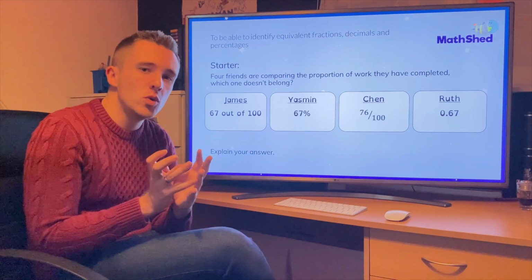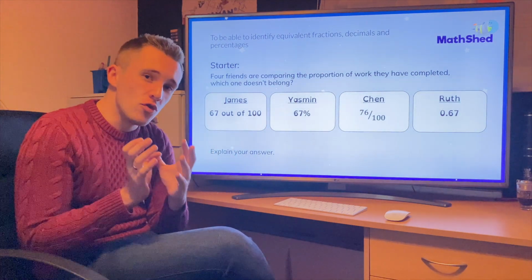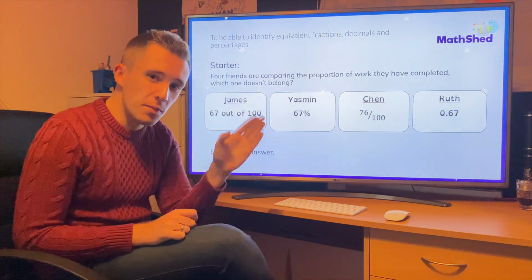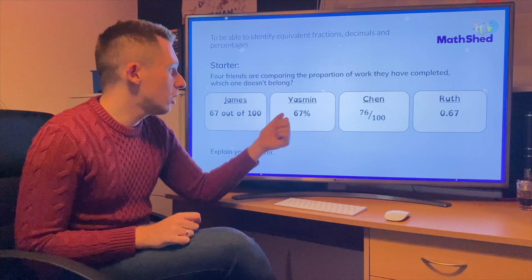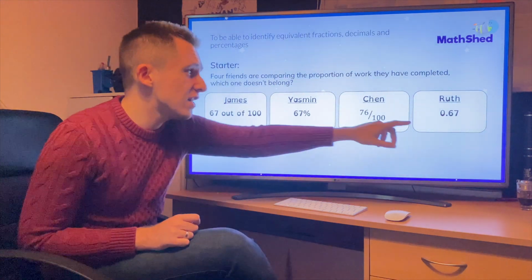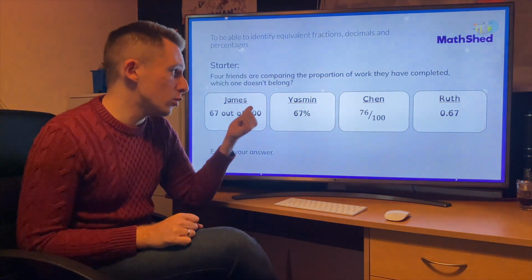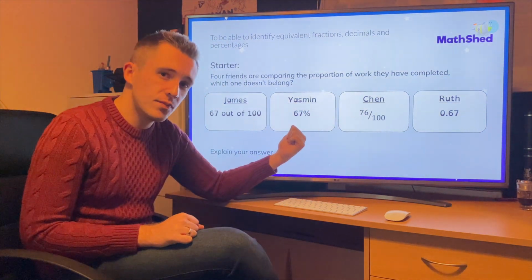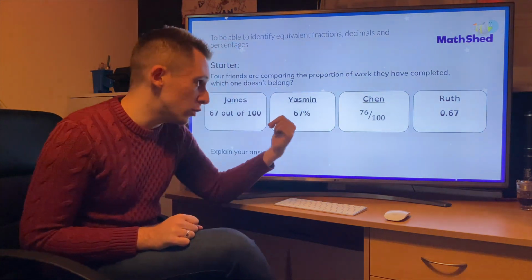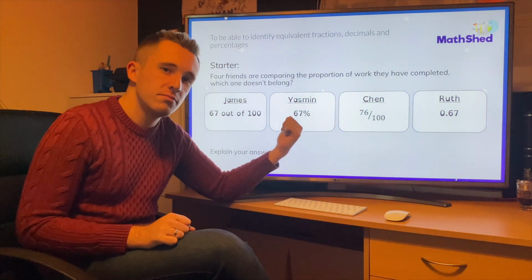When you have a decimal, it's out of 100 as well. So it's 0.67 out of 1.00. 67% is also out of 100. So if it's 0.67, that is equal to 67%. If it's 0.35, it would be 35%, and so on.